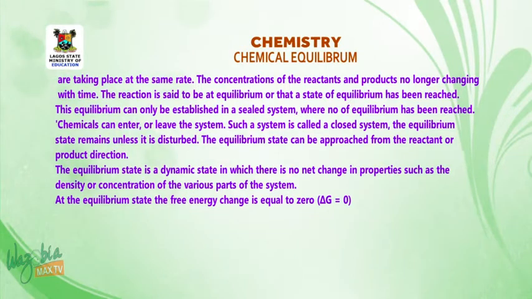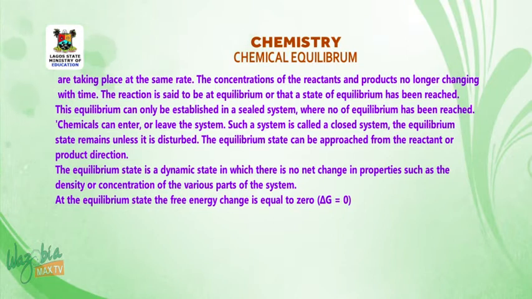This equilibrium can only be established in a sealed system where no chemicals can enter or leave the system. Such a system is called a closed system. The equilibrium state remains unless it is disturbed. The equilibrium state can be approached from the reactant or product direction.